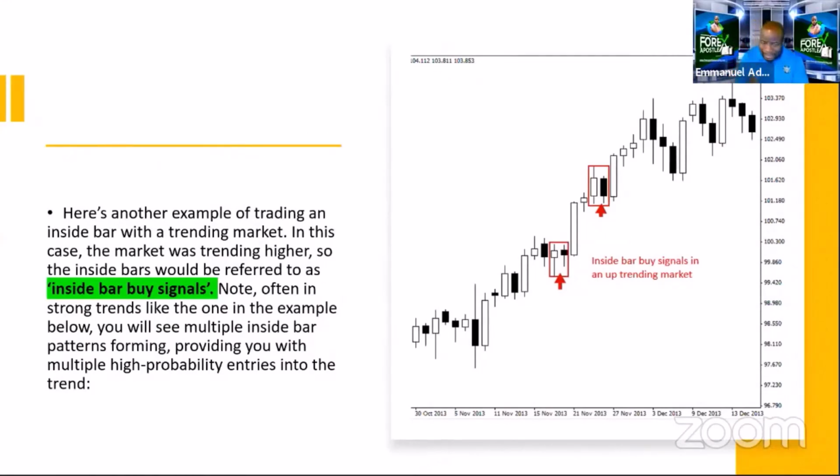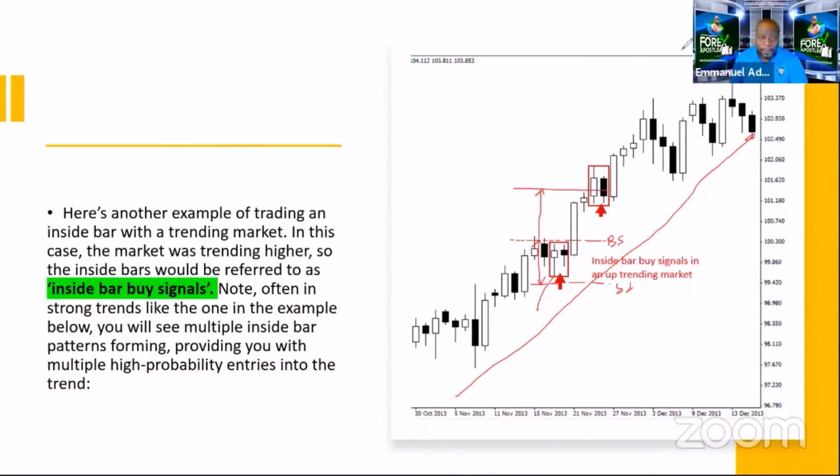So inside bars in this situation, we call inside bar buy signals, because you can see the market is trending up. Once the market is trending up, what are we looking to do? We are looking to join the trend. And it forms in the middle. So this is the mother bar, this is the inside bar. You put your buy stop order right there, then stop loss right there, then you measure from here to here, and you take that as your take profit, and then boom, you get that.